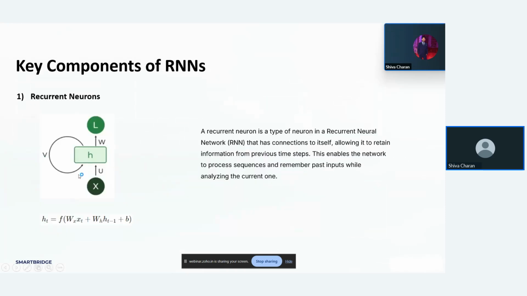Recurrent layer. This is what the recurrent neuron or the recurrent layer is. It is looping back to itself. This is what makes an RNN different from the regular neural networks.